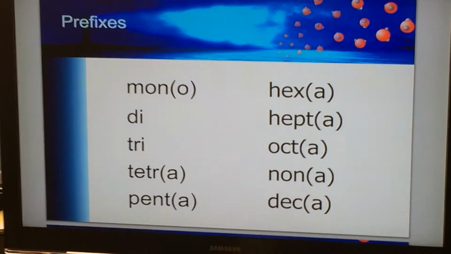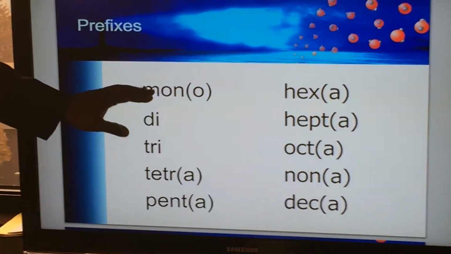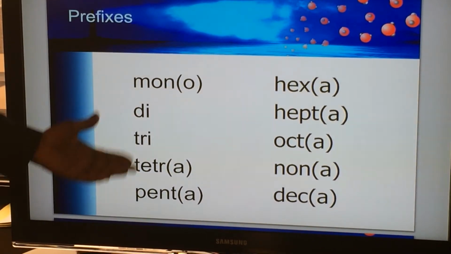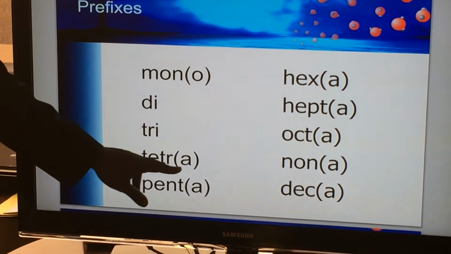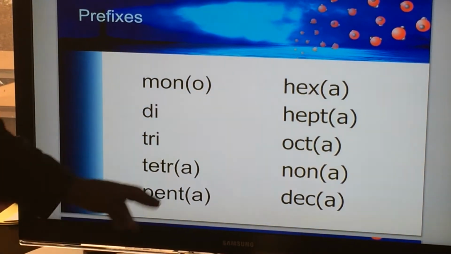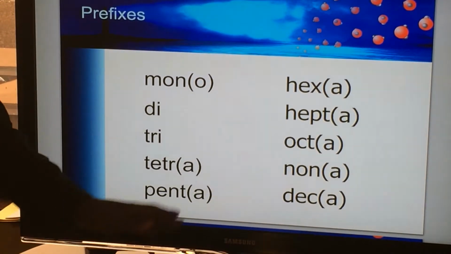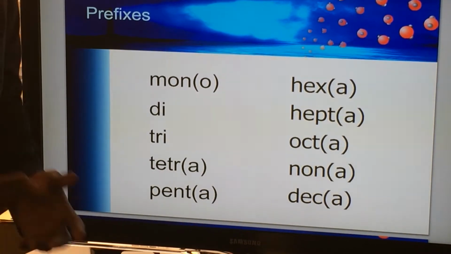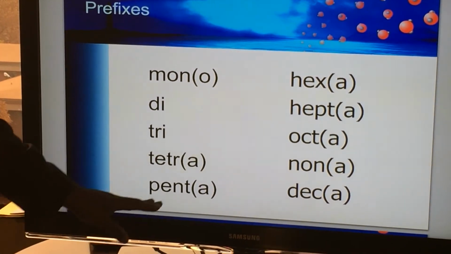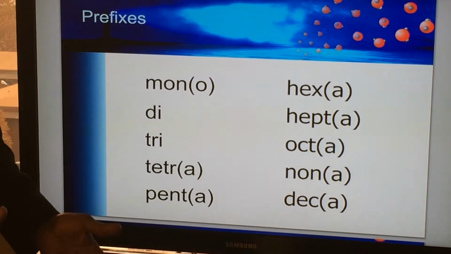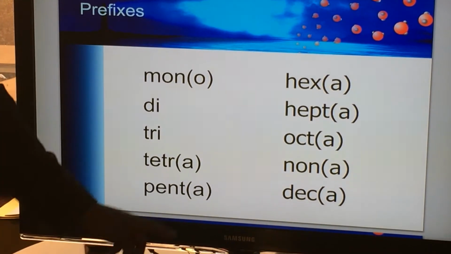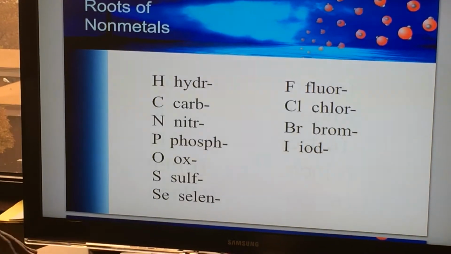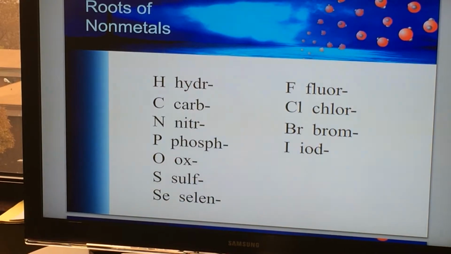So for those of you who need a review, these are the prefixes. Mono represents 1, di 2, tri 3, tetra 4, and sometimes it may not be convenient to put the a. You really only need the a there if you have a consonant. For example, in pentoxide, you don't need to say pentaoxide, just say pentoxide. But if you had pentachloride, with a consonant, you need to put the a there. And the same rules apply here. So these are common prefixes I'm sure you've come across multiple times.